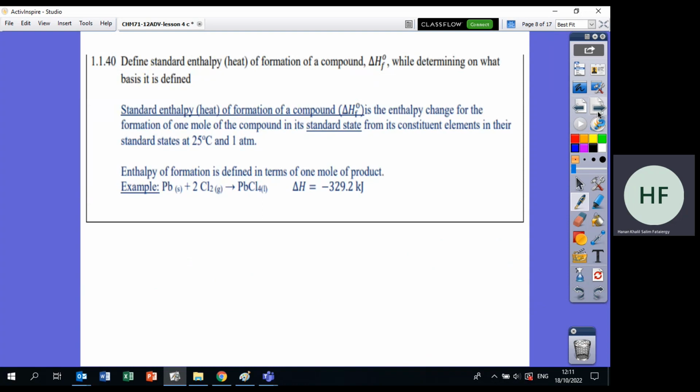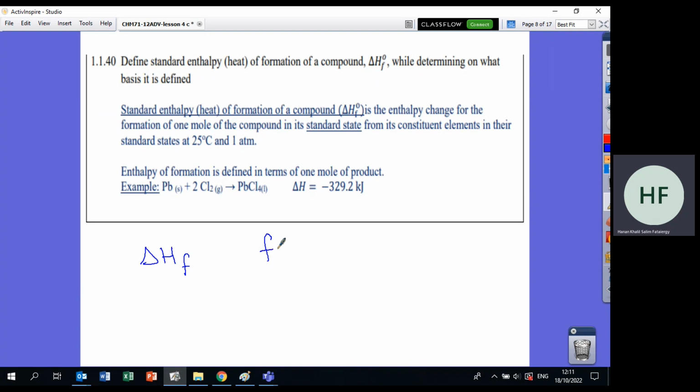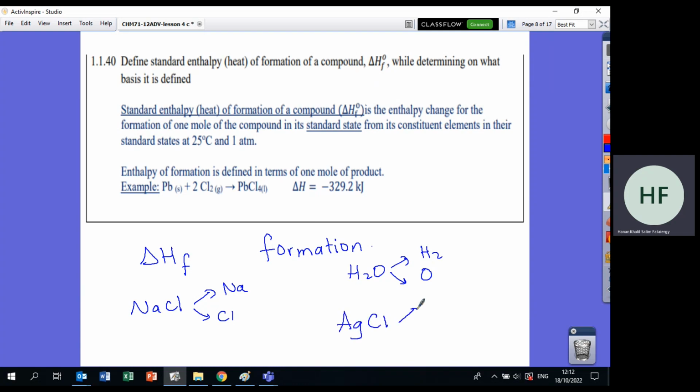Okay, now we have the heat delta HF. Whenever you see a delta HF, F means formation type. For example, how can I form NaCl? In order to form NaCl, I need Na and Cl. How can I form H2O? H2 and O. How can I form AgCl? Ag and Cl. So this is the heat of formation. Heat of formation means making the compound from its elements.